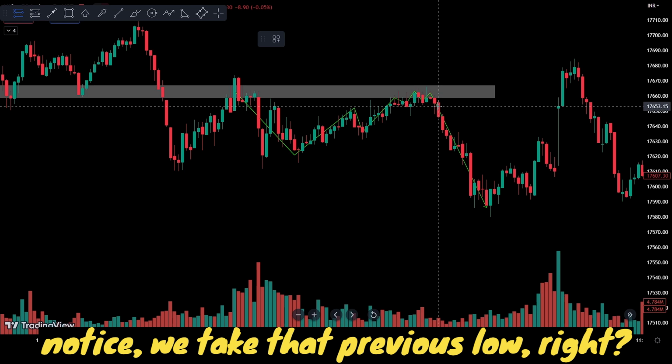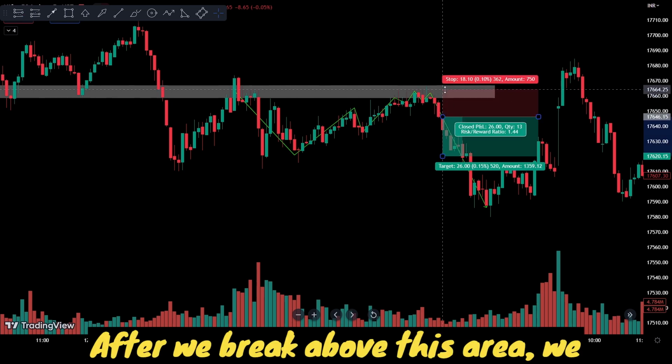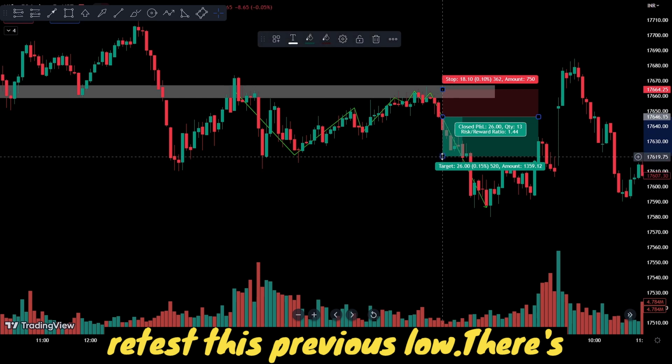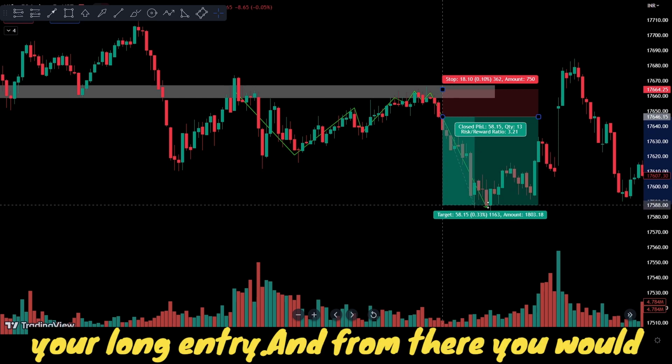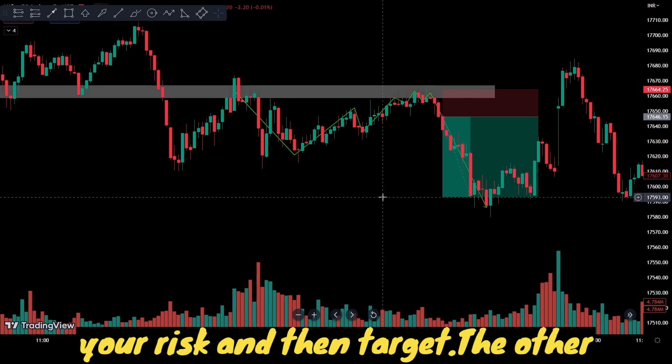But if you notice, we take that previous low, right? After we break above this area, we retest this previous low. There's your long entry. And from there you would look to a lower time frame to reduce your risk and then target the other side of this consolidation area.